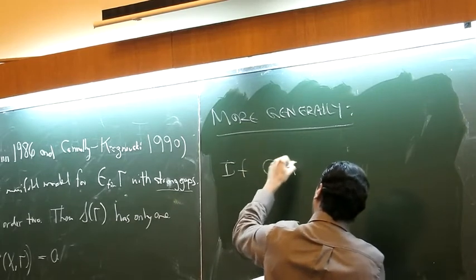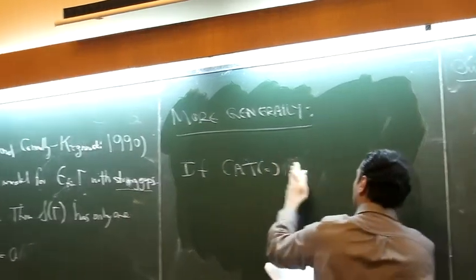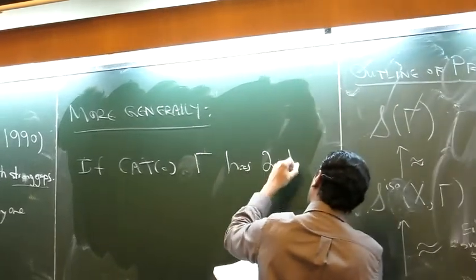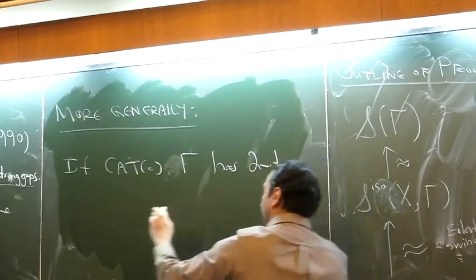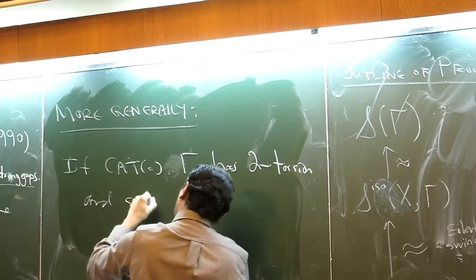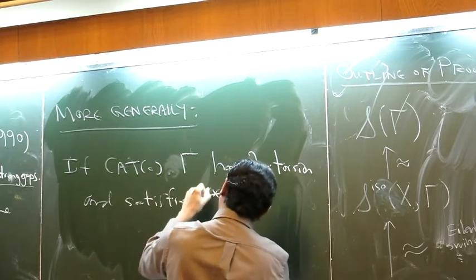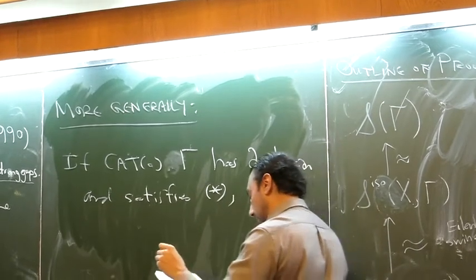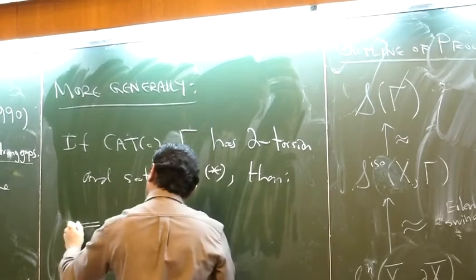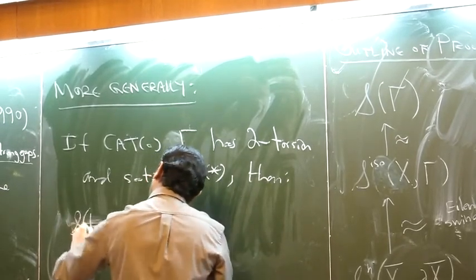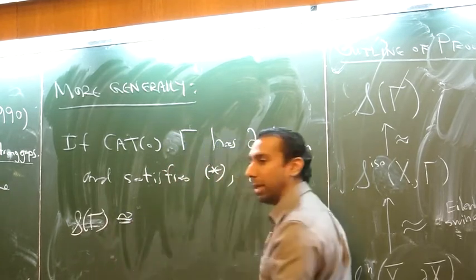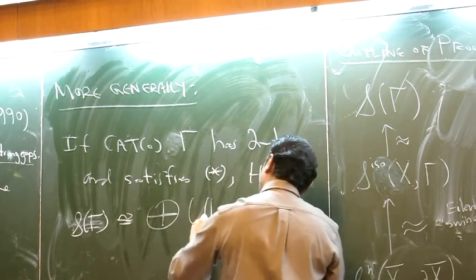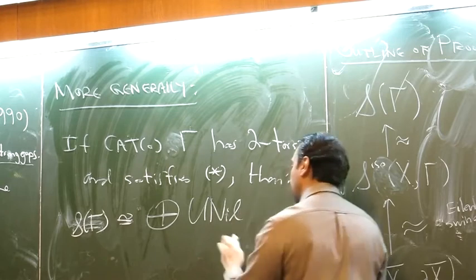If your CAT(0) group gamma has two torsion and satisfies star, then this relative group is isomorphic to something. We can calculate this. And this is a direct sum of some groups with strange names, UNil, unitary nilpotent groups.